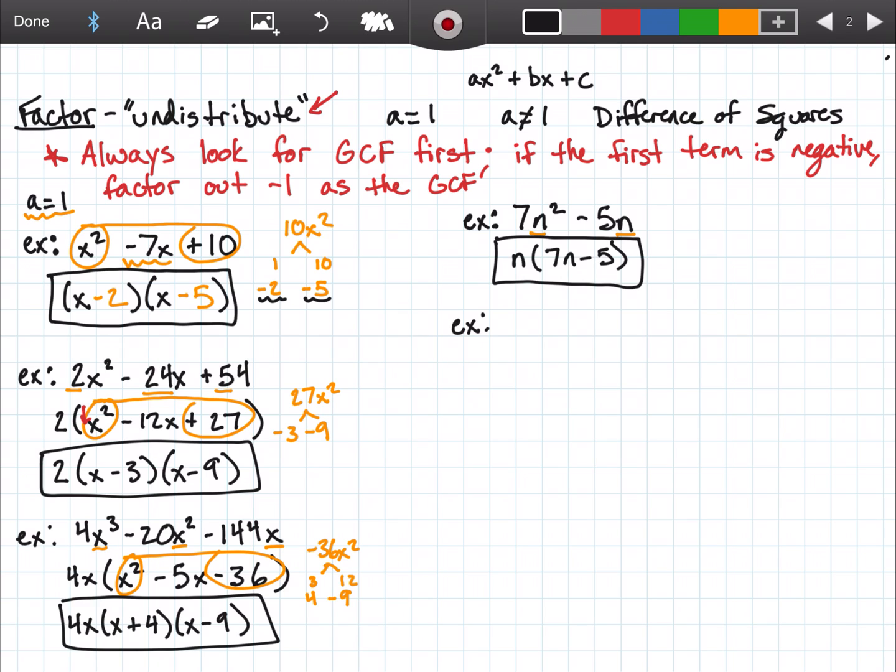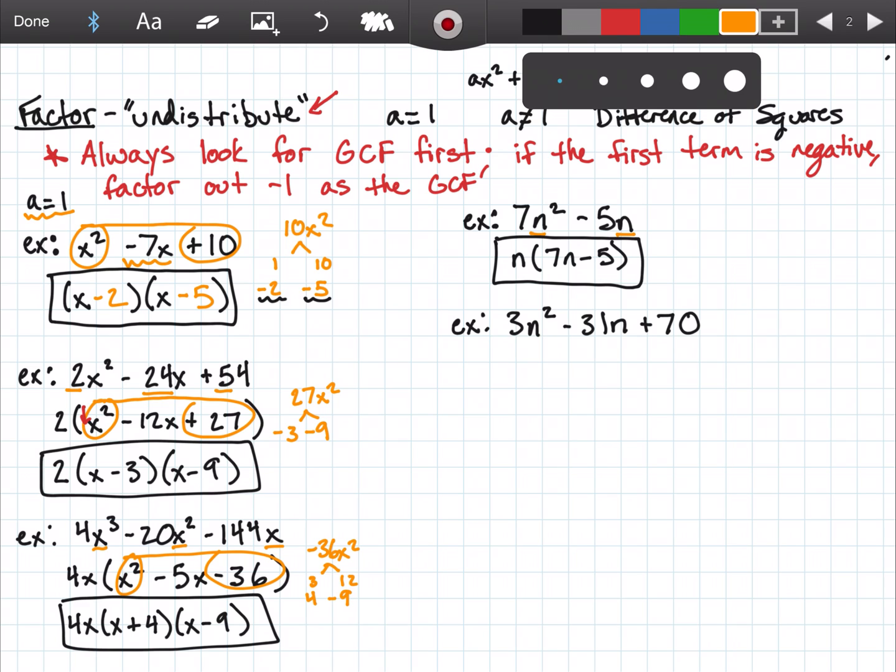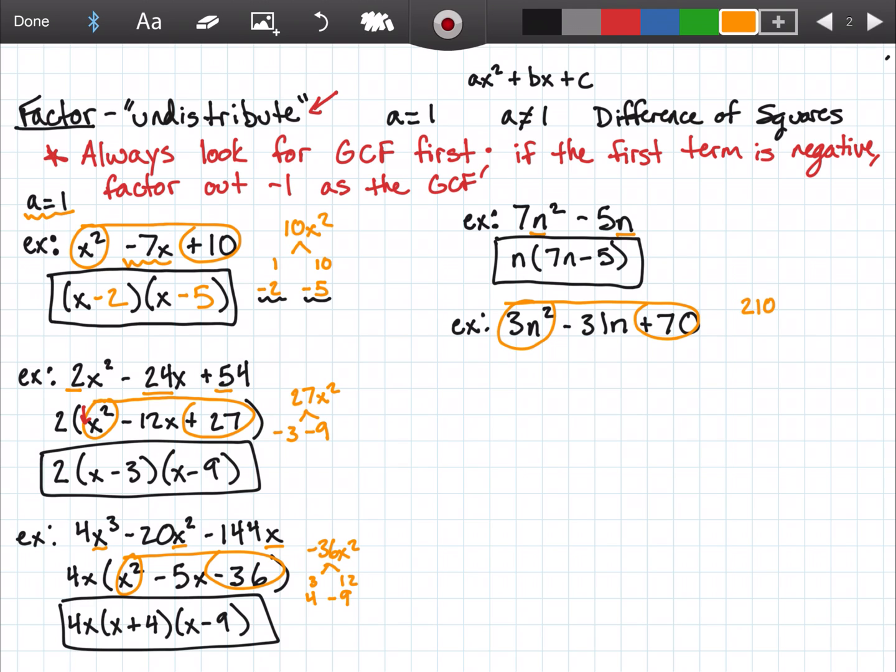Okay, let's see if we have... Let's go 3n squared minus 31n plus 70. All right, I see no GCF. Ah, crap, a does not equal 1, so we just gotta go for it. 210 n squared. Okay, what's gonna multiply to 210? Well, we know 3 and 70, 21 and 10. Oh, hey, if I make both of those negative, we've got it in the middle.